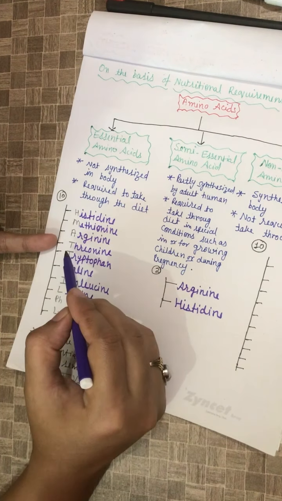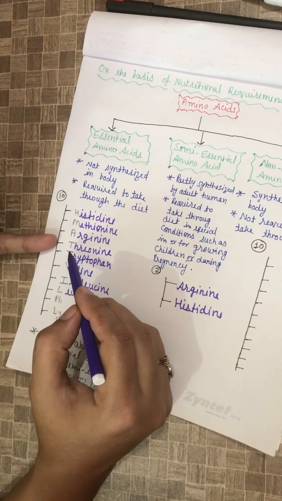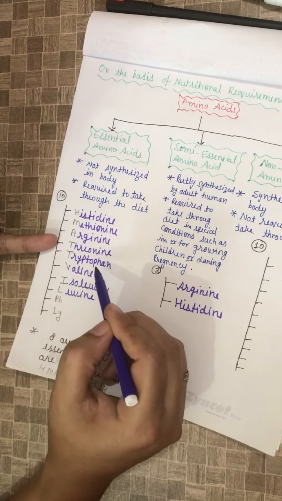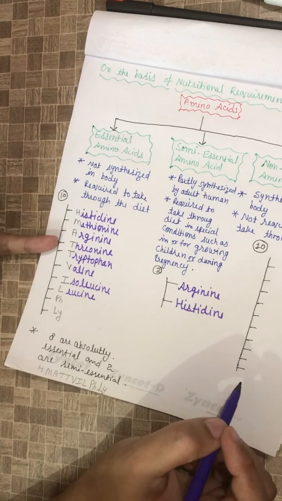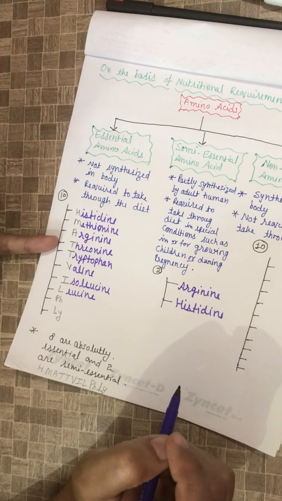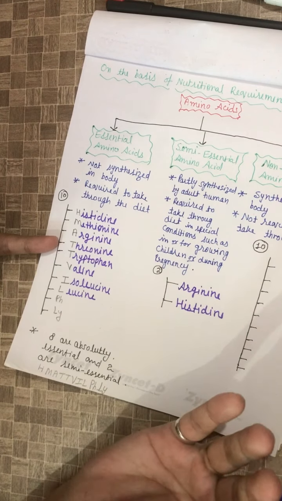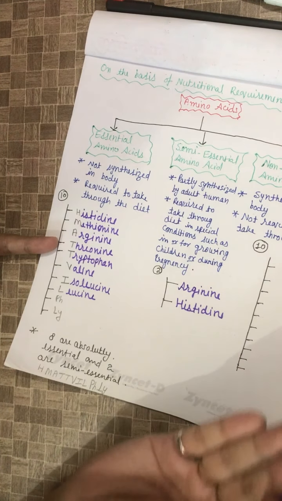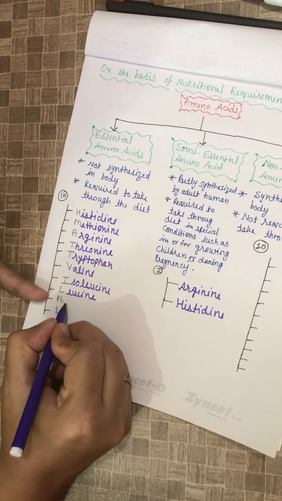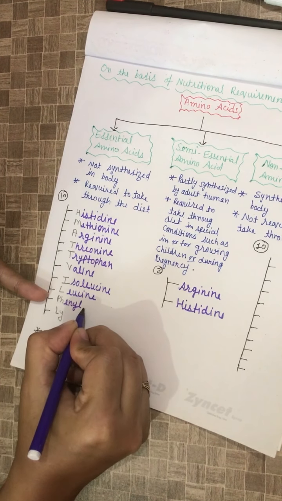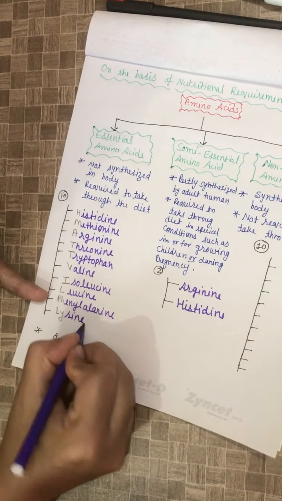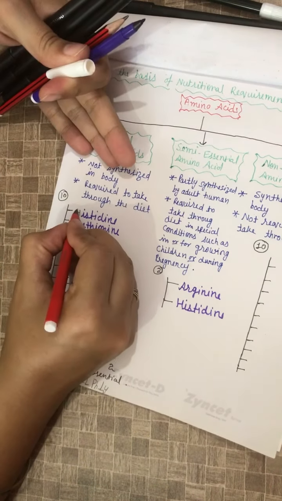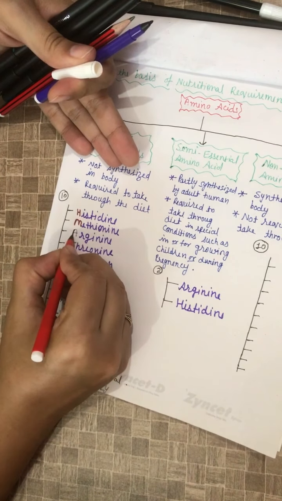Don't get confused between these T's. There are two T's. The first one is for threonine, another one is for tryptophan, not for tyrosine. Tyrosine is going to come under the category of non-essential amino acids. So these are for threonine and tryptophan. Okay. PH is for phenylalanine and LY is for lysine. Okay. Hey Mat will fly.